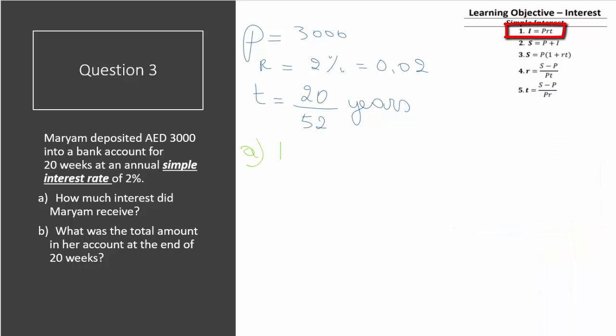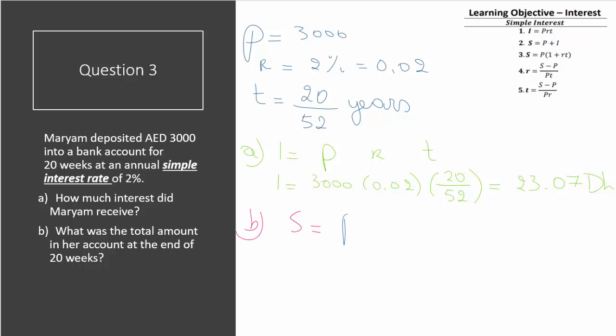Same formula, formula 1, principal times rate times time, so 3,000 times the rate 2% times the time. Again, make sure that you fill out 20 divided by 52 to convert to years. You cannot fill out 20 because then you say it's 20 years. Okay, Mariam earns 23.07 dirham.